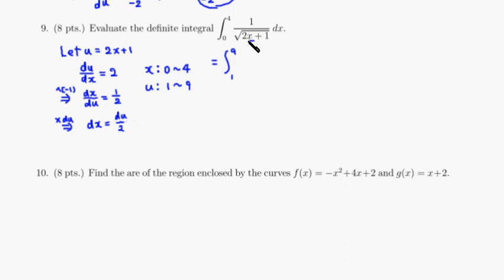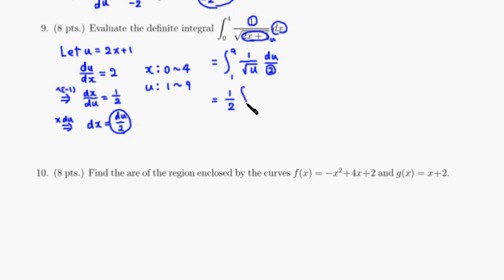Then we decided to call this u. So you're going to have 1 over square root of u. Then dx is the same thing as du over 2. So du over 2. Let's clean up a little bit further. You have 2 on the bottom, so we can pull the constant 1/2 outside the integral.